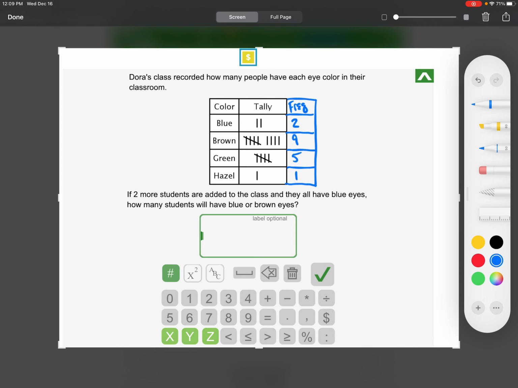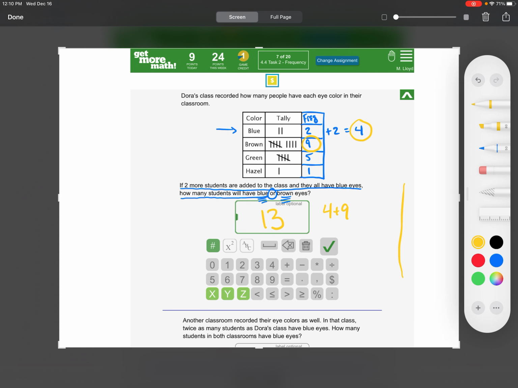Now, if 2 more students are added to the class and they all have blue eyes, so we're looking at blue, and we're going to have kind of the new frequency, right? We add 2 more students, we end up with 4 students that have blue eyes. That's what it says right here. Here we go. How many students will have blue? Ooh, look at this, blue or brown. So we're looking for blue or brown eyes. So I have 4 people that have blue eyes. I have 9 people that have brown eyes, and 4 plus 9, of course, is 13. So that'll be the answer for the first question. And I believe there's a second question here.